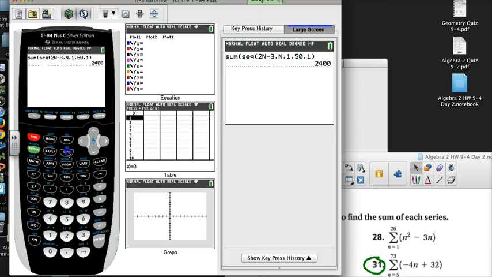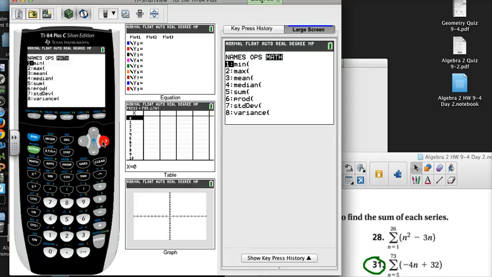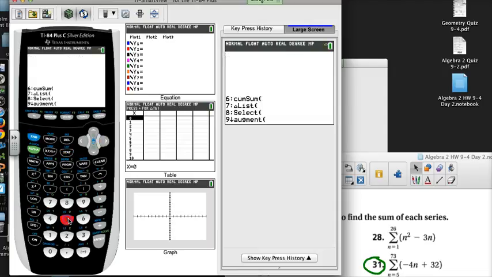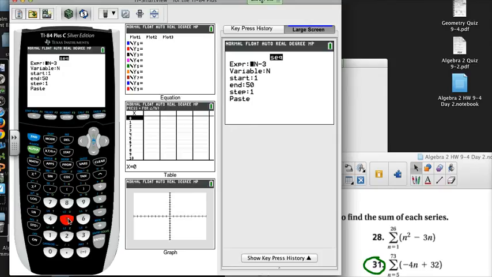Again, second list, over to math. We wanted to find the sum, number 5. Second list of the sequence, number 5. And now we need to define all of this again, so I'll clear that out. And this one is negative 4n plus 32. So negative 4, second, oops, not second log, maybe that's what I pushed before when I didn't mean to. Alpha log, there we go. Negative 4n plus 32. The variable is n.